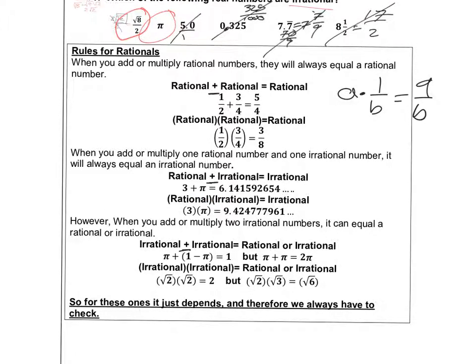Okay, so in this situation, if you're doing an irrational number plus another irrational number, it could be rational, like in this case. This is irrational, but it equals 1, which is rational. Or I could add these two irrationals together, and it just gives me another irrational number. Here, I'm multiplying two irrationals together. Square root 2 times square root 2 actually ends up being 2, so that's rational. But here's two irrationals multiplying together, and it's irrational. So for these ones, it just depends, and we have to always check. We have to work it out and see, does it end up being rational or irrational?